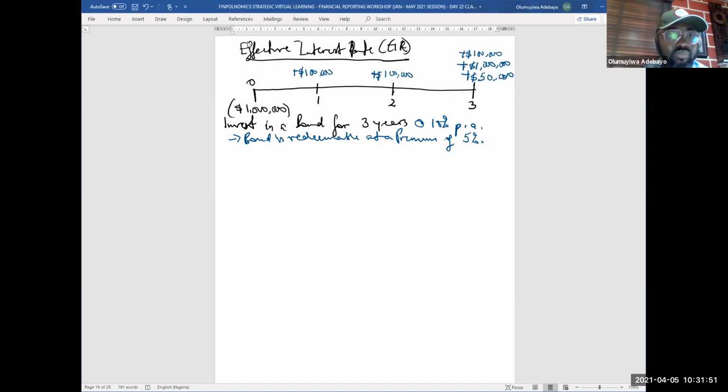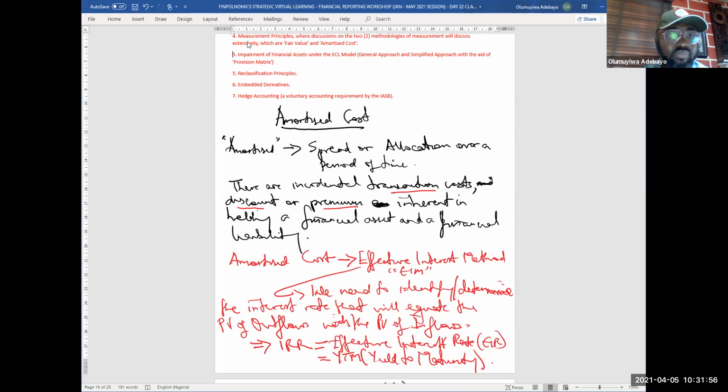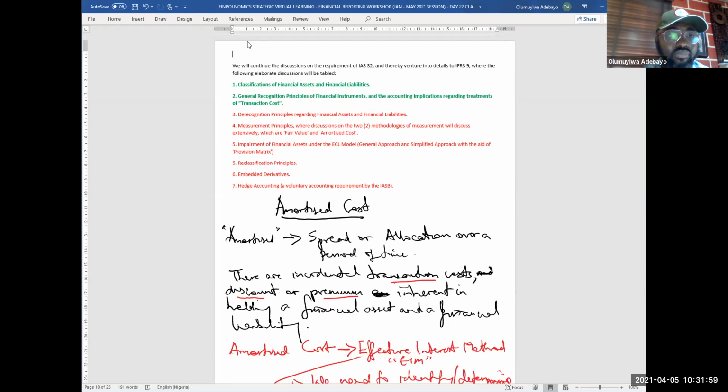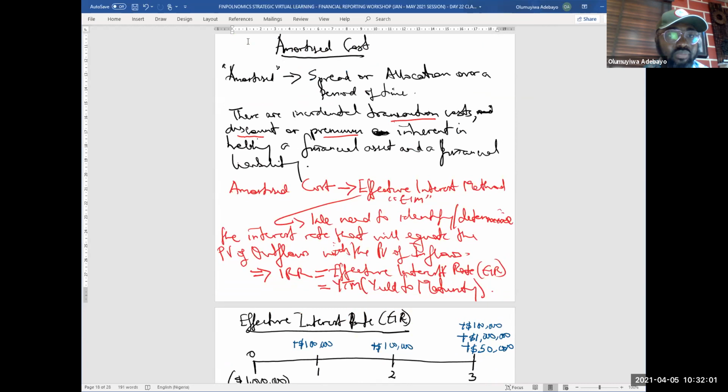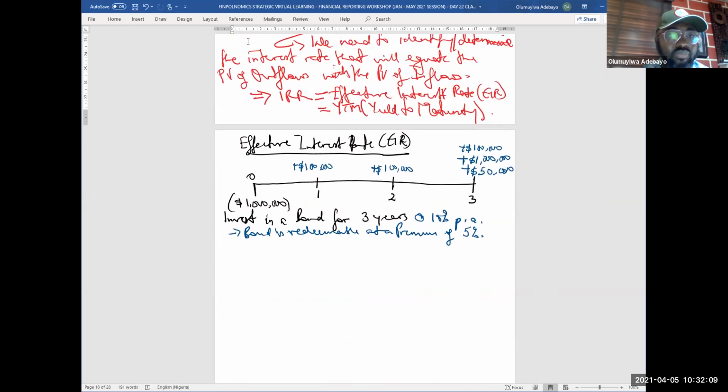The question then is, this $50,000 is the only element out of the following elements that we identified solely for the purpose of amortized cost. There was no transaction cost, there was no discount, but there is a premium. And therefore, what happens in this case? This premium, should we recognize it as income only in year 3, or should we recognize it as income over the period of year 1 to year 3?